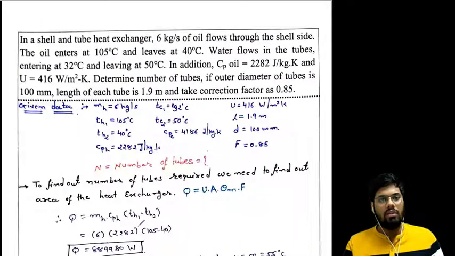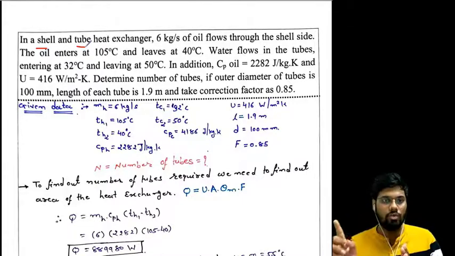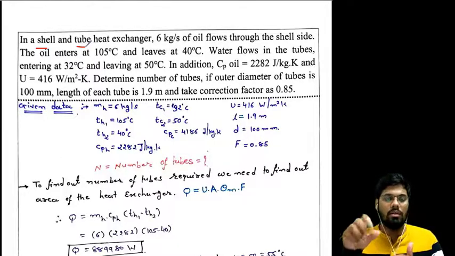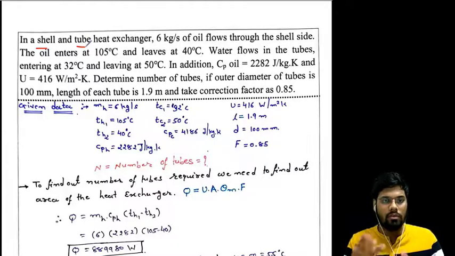Let's move to the next question, which is based on shell and tube heat exchanger. We have already discussed this type of heat exchanger in our classification of heat exchanger chapter, that in shell and tube heat exchanger there is arrangement of one shell in which there are number of tubes, and one fluid is flowing through those tubes and another fluid is flowing above the surface of those tubes throughout the shell, and that's how the heat transfer between two fluids takes place.